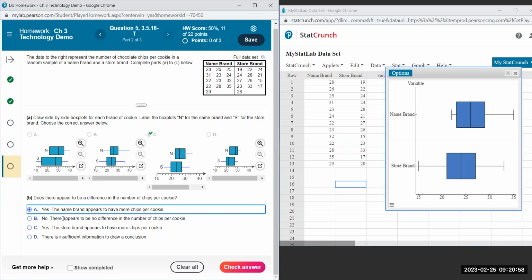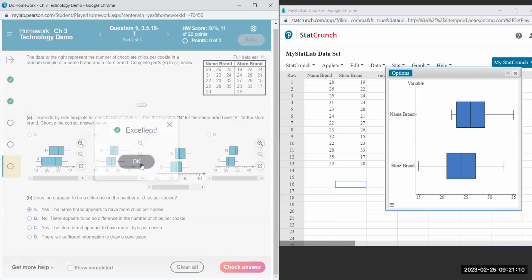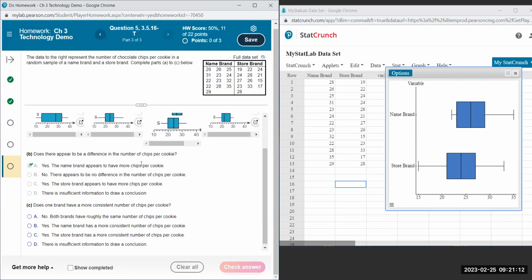No, there's no difference. Well, there is a difference. I don't know if that difference is significant. Yes, the store brand. No, the store brand doesn't have to have more. So it appears to have more. Is that significant? I don't know. So we'll go with that. Okay, so yeah, that's the one they wanted.